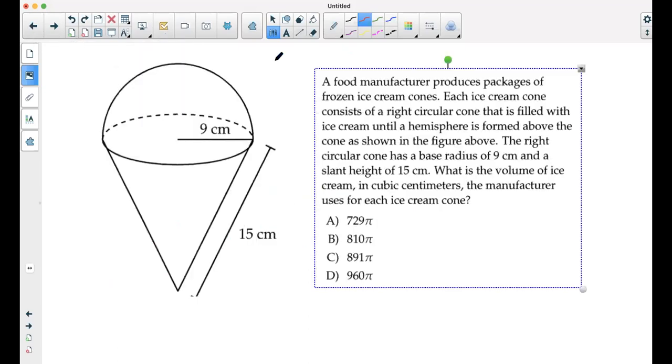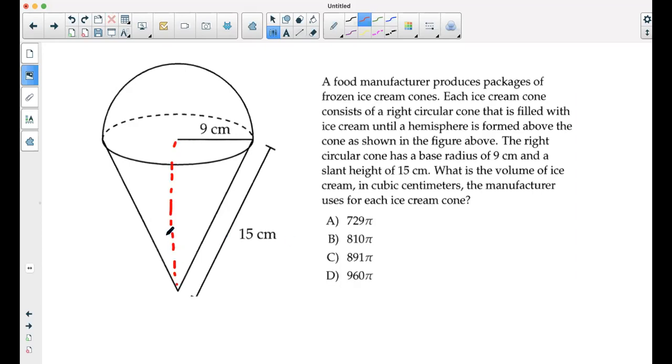Now, based upon this, what are we going to do here? Each ice cream cone contains a right circular cone that is filled with ice cream until a hemisphere is formed above the cone, right over here. The right circular cone has a base radius of 5 and a slant height of 15. If the slant height is 15, what is the real height, guys? We have to use the Pythagorean theorem, isn't it? Oh, I want to be lazy. I realize that this is 3 times 3, this is 3 times 5, then this must be 3 times 4, which is equal to 12.